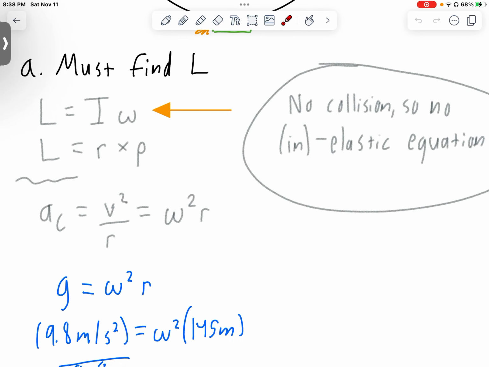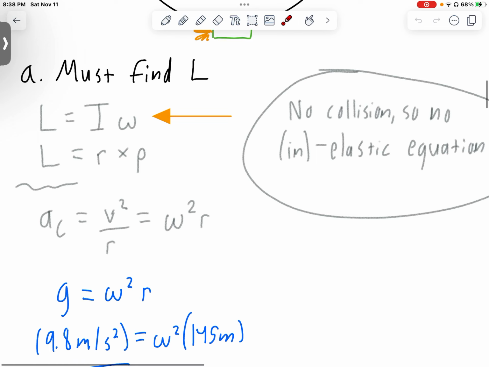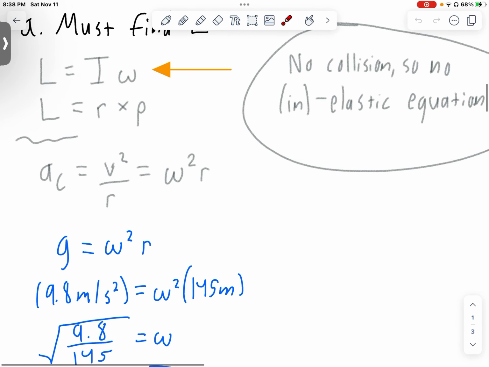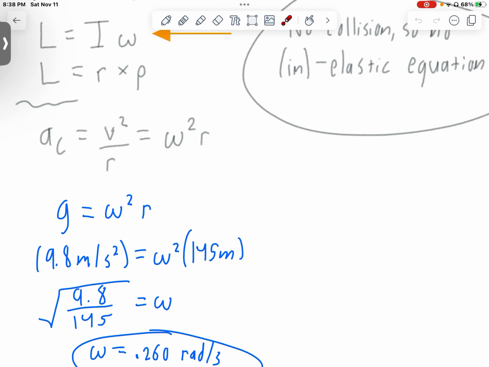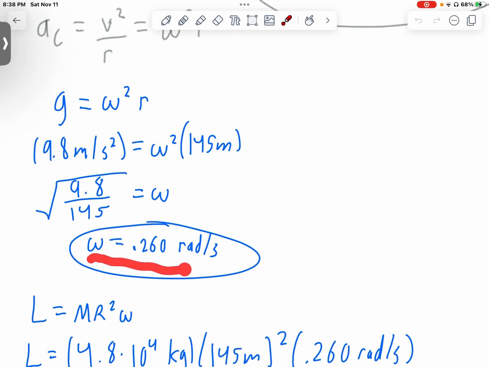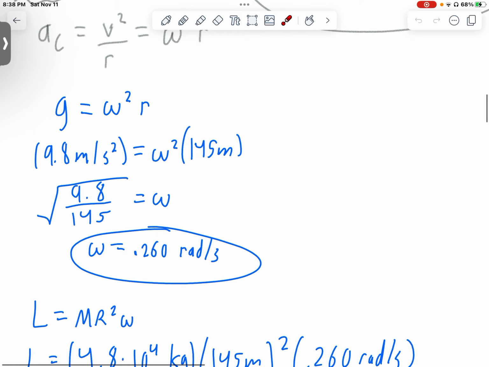For omega, we'll be able to find it using the equation a_c equals v squared over r equals omega squared r. Obviously we have a_c, which is g. That's a given. Omega we don't have, but r we do have. So plug in those two values and solve for omega, and the angular speed equals 0.26 radians per second.